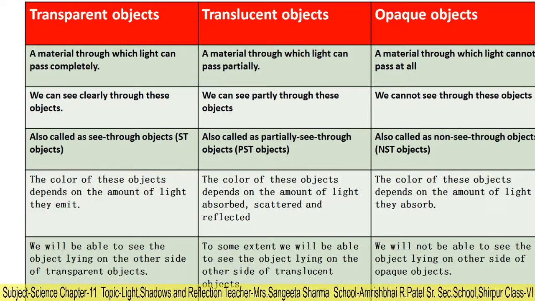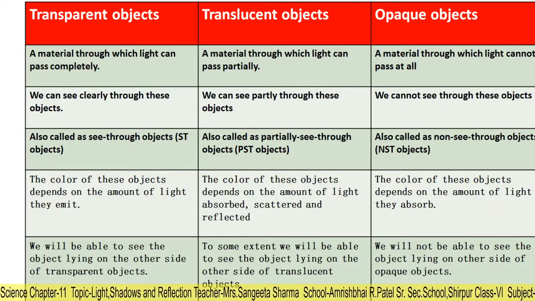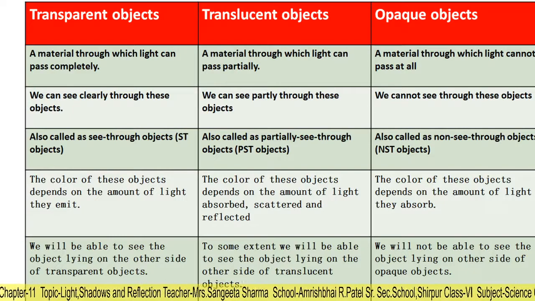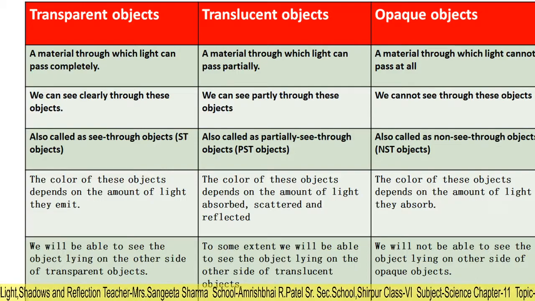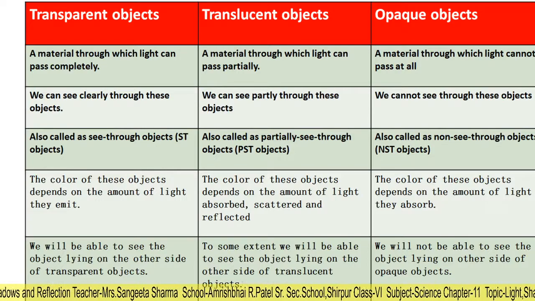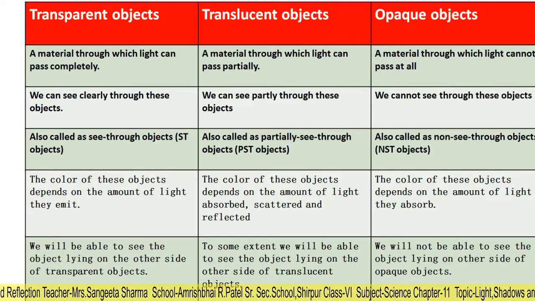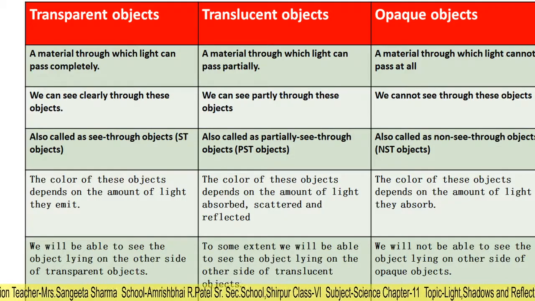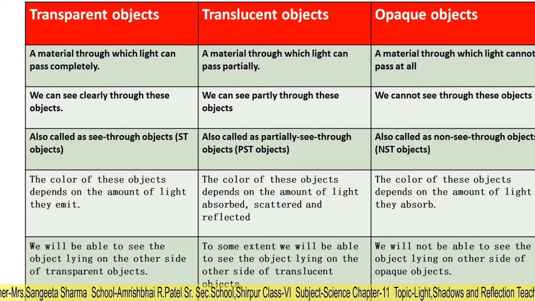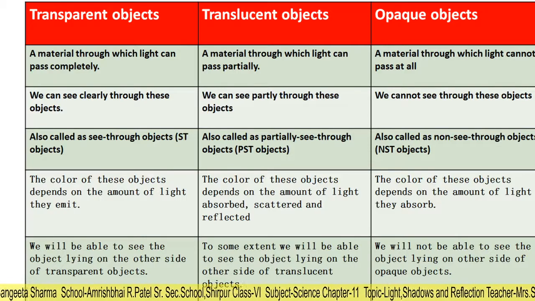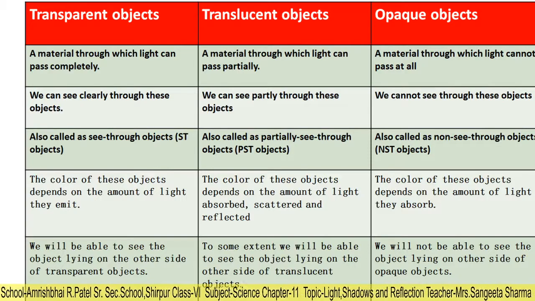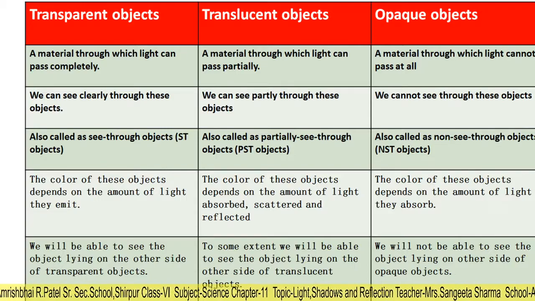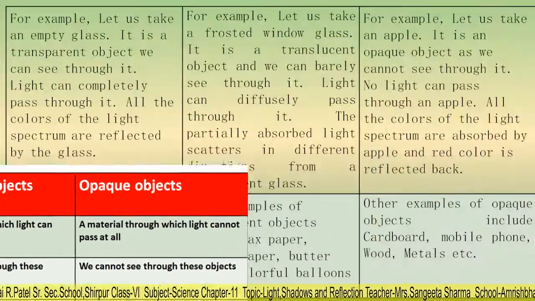So we will be able to see the objects lying on the underside of the transparent objects, and to some extent we will be able to see the objects lying on the other side of translucent objects, but we will not be able to see the objects lying on the other side of opaque objects. So now I hope the difference is clear. What are transparent objects, translucent objects and opaque objects?